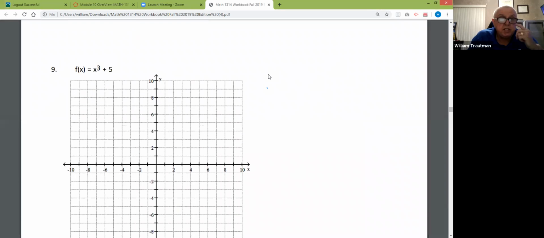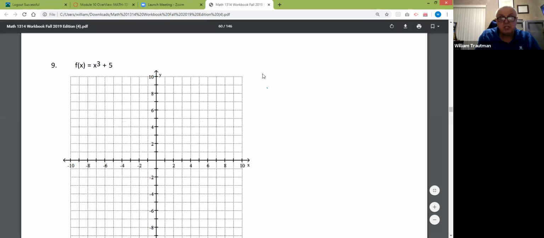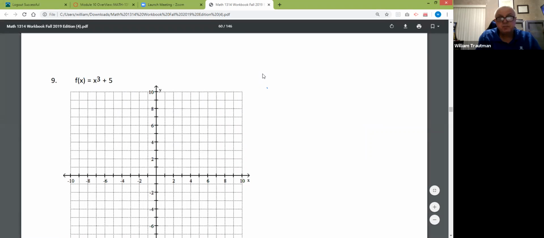Okay, we're going to try this graph. Oh, Lordy. How many more do we have? I think this might be the last one, right? Yes, this is the last one. Good.